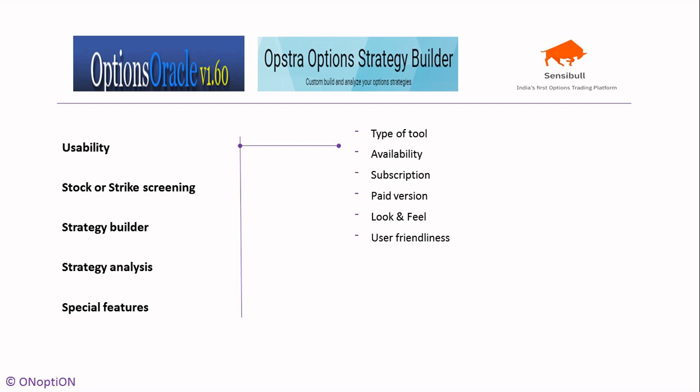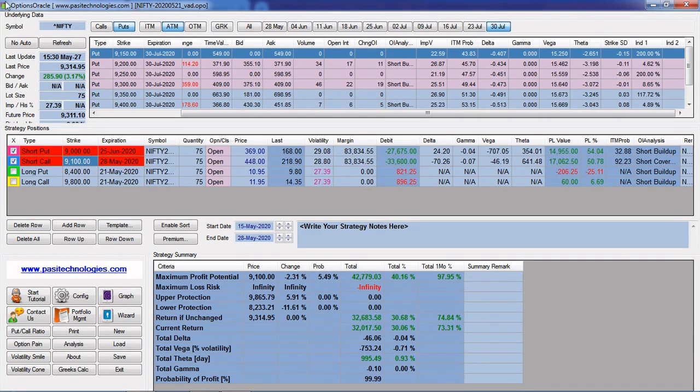Let's look at the usability now. Let's move on to the tool directly. First one is Options Oracle. So you can see the main window here, and it's available for free download from pasitechnologies.com. All the features you see on the screen are available for free, and they do have a paid version tool that is called Opstrat. You can get more details about that tool on their website.